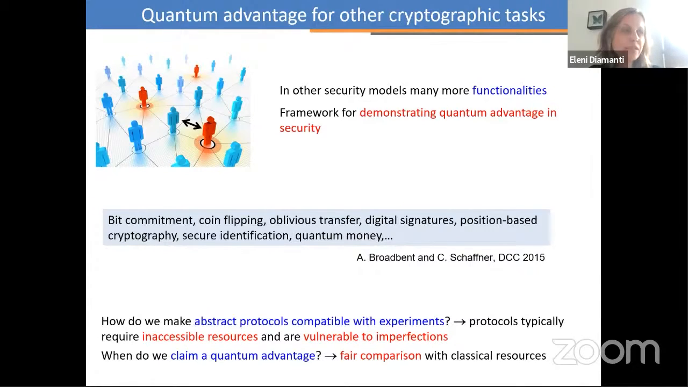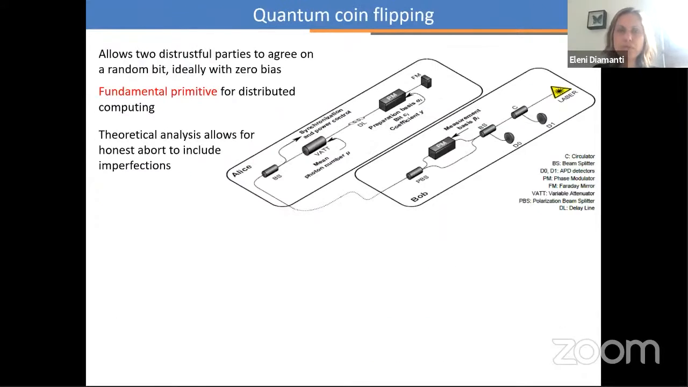And then another point that I would like to stress is that when one goes up to the protocol implementation, and not only at the component level, extreme care needs to be taken when we claim a quantum advantage. Sometimes it's tempting to claim it a bit too quickly, and it's important to perform a fair comparison with classical resources. This has sometimes been neglected in this field, and it's particularly important to consider it when we're demonstrating this type of protocols. So I'm going to show you a couple of examples.